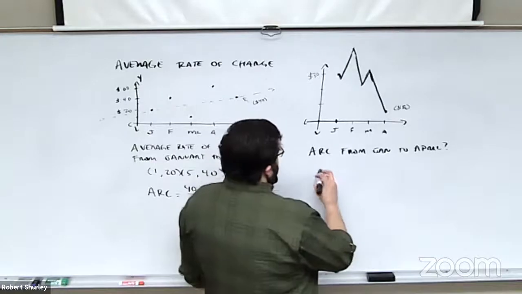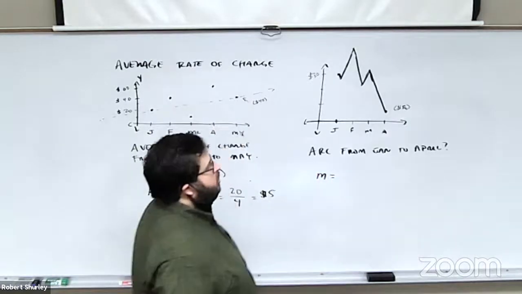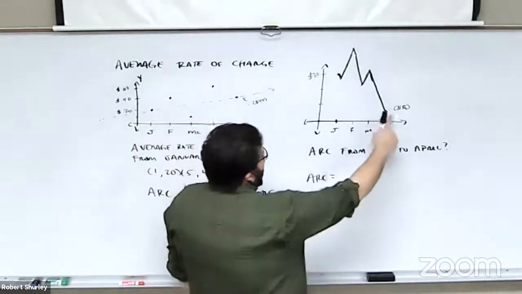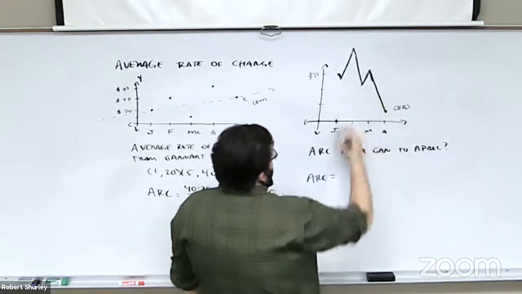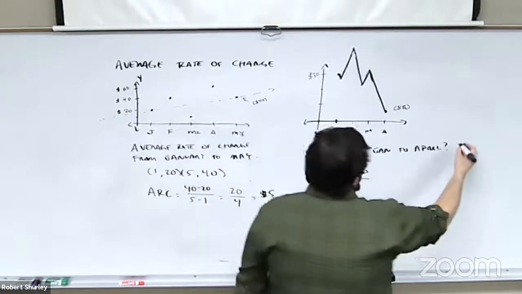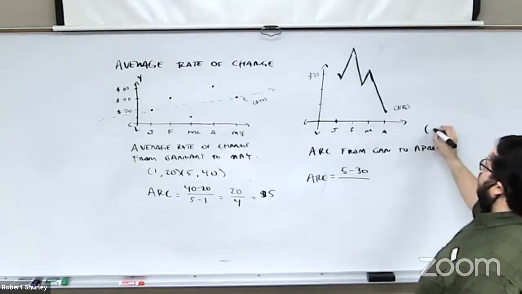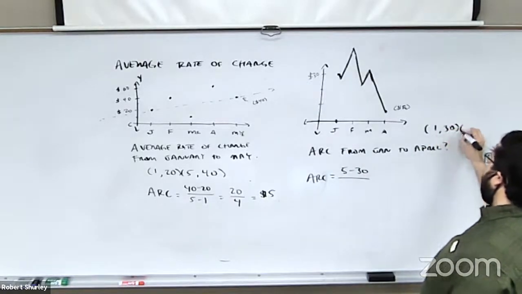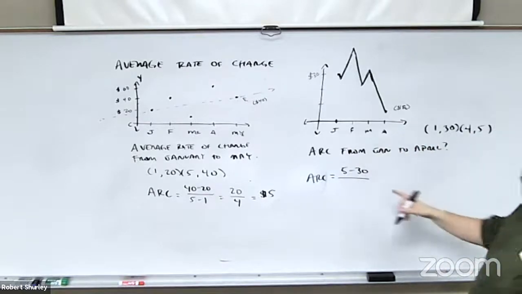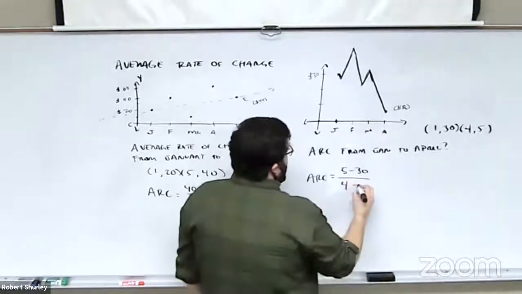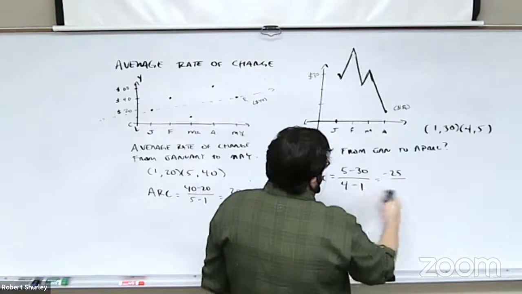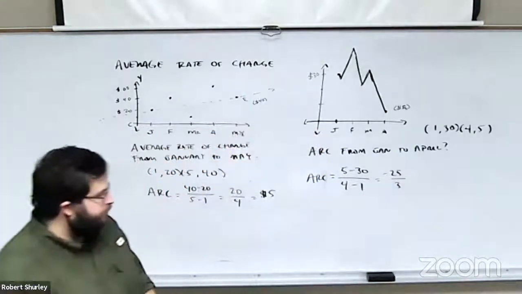So let's look at this. The slope, or I shouldn't call it the slope because it's technically the average rate of change. Well, the change in the y is 5 to 30, right? If you want to think of these as two coordinates, the coordinates would be 1, 30, and then 4, 5, right? So 5 minus 30, and then 4 minus 1. 5 minus 30 is negative 25 over 3.